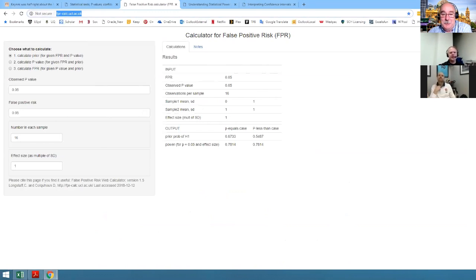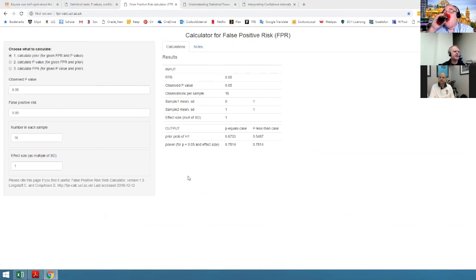Everyone, we love to share our biases. I'll just add this one in here. So this is David Colquhoun, who's made this false positive risk calculator, which is, I think, a nice way to go.